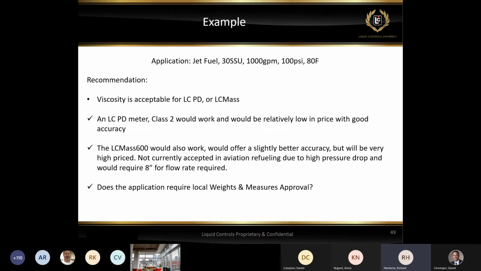Okay, this is jet fuel with 30 SSU at 1,000 GPM, 100 PSI, 80 degrees F. And I think this is the slide that we had just talked about.